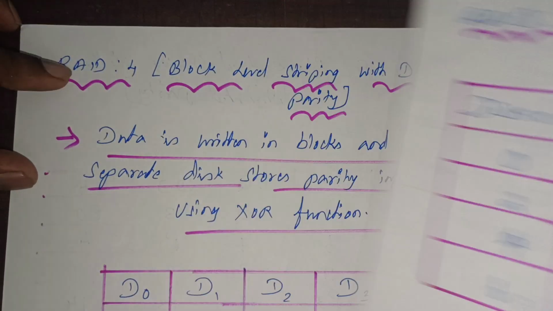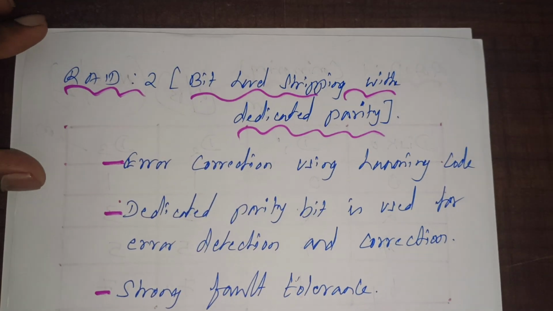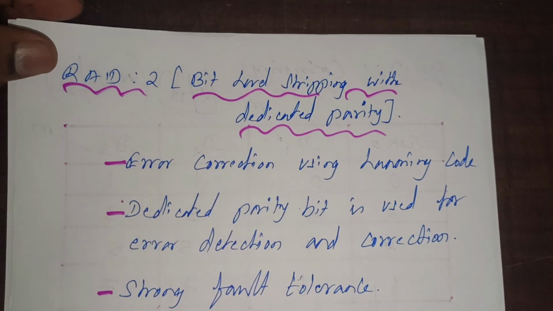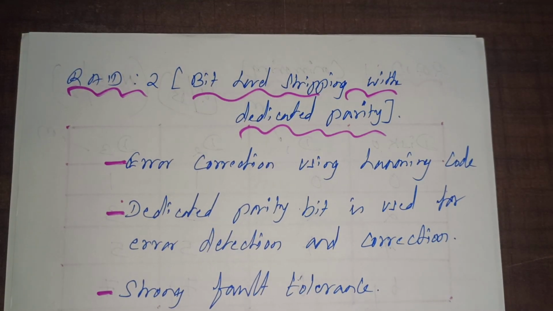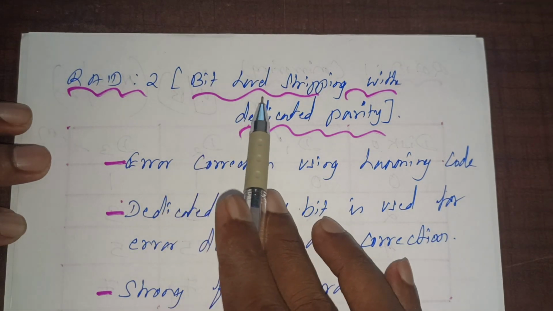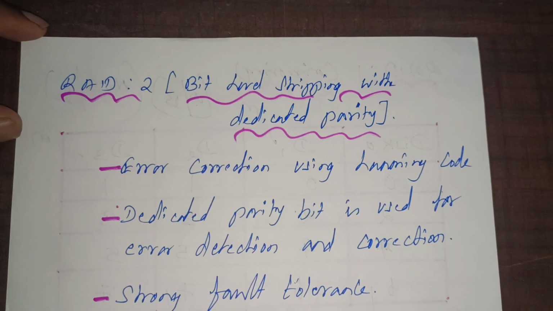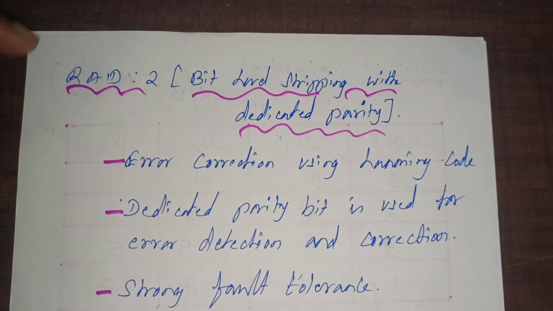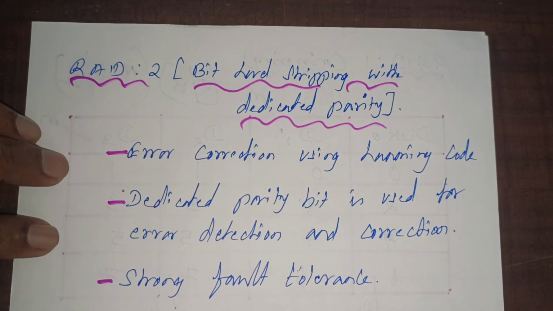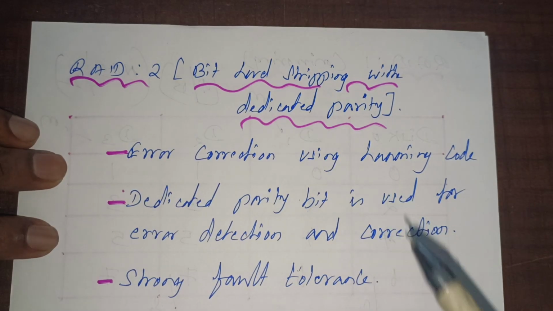So let me take you to the next level of understanding, that is RAID 2. The only difference you are going to see here is that this is a specialized RAID level that uses bit level striping with dedicated parity. Before, we were talking about redundancy and mirroring, but here we are going to talk about striping in each block with dedicated parity. I'll tell you what a parity bit is.